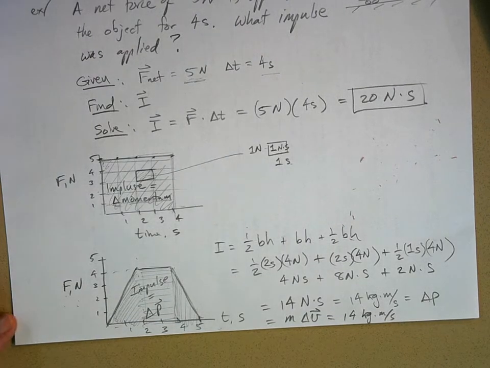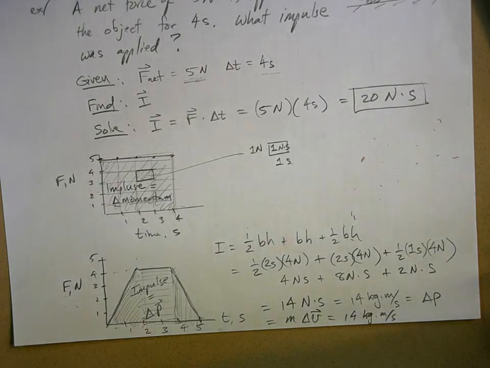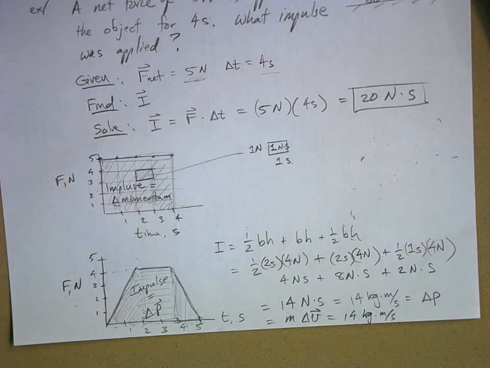Okay, so that's one kind of problem, an impulse problem where I give you a net force on an object. If it varies in time, great, just graph it, figure out the area underneath the graph, that'll be your impulse, and all will be well. But now we're going to talk about conservation of momentum. So slightly different topic.